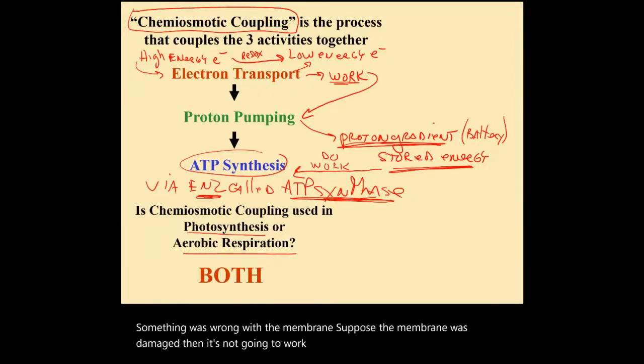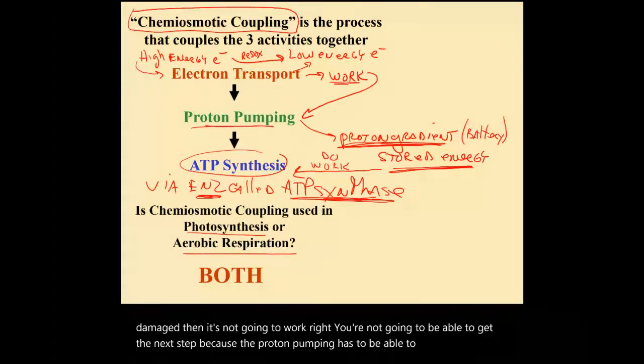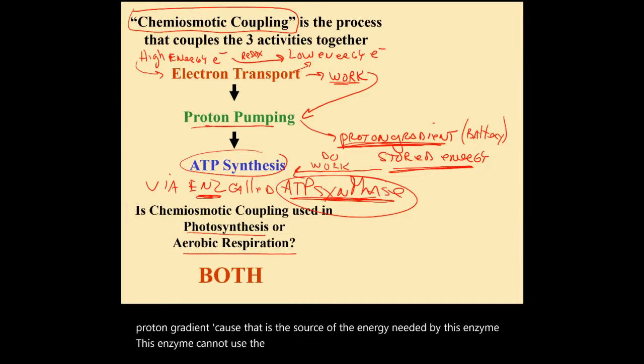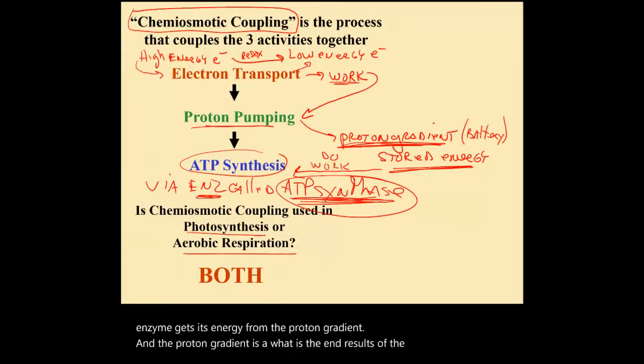You're not going to be able to get the next step because the proton pumping has to be able to generate this proton gradient, because that is the source of the energy needed by this enzyme. This enzyme cannot use the energy of the redox reaction above. This enzyme gets its energy from the proton gradient. And the proton gradient is a what? Is the end result of the electron transport chain doing its work.